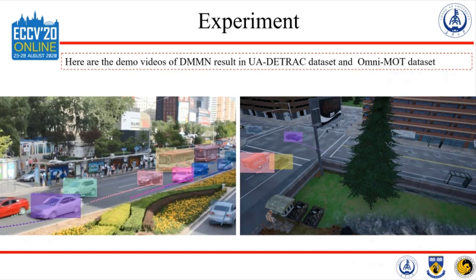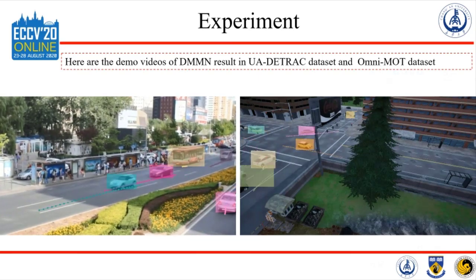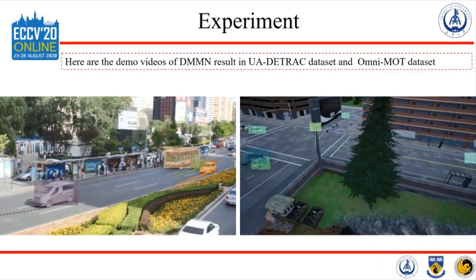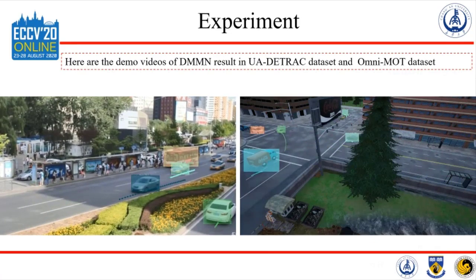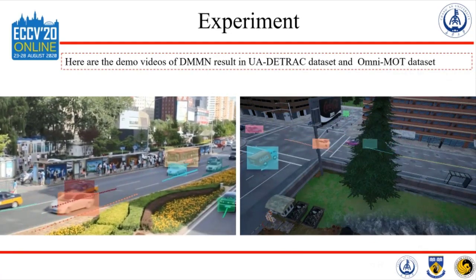Here are the demo videos of the Deep Motion Modeling results on the UAVDT dataset and the OmniMOT dataset. You can see that in the demo video of the OmniMOT dataset, there is a tree, and the network can deal well with the total occlusion cases.